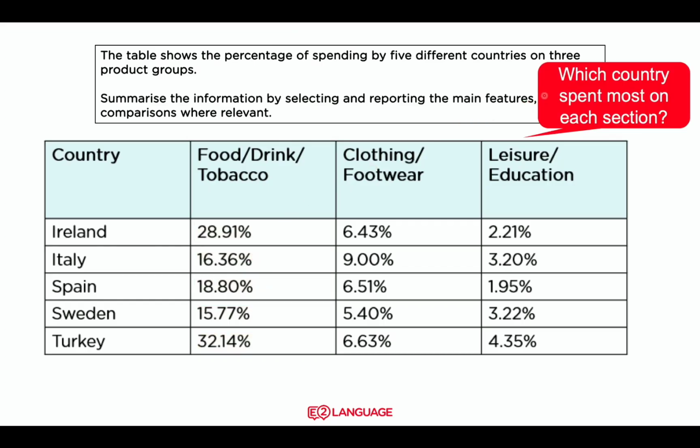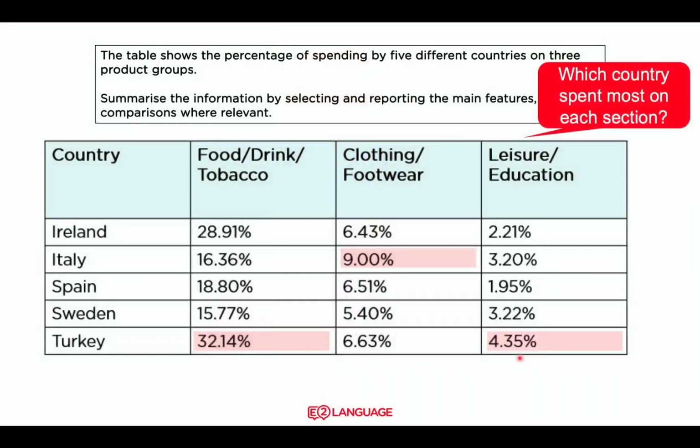What about in terms of each country? Which country spent the most on each section? So now I'm interested in this column, which country was number 1? In this column, which country was number 1? And you will see if you slow down, Turkey had the highest figures for food, drink and tobacco. Clothing and footwear, 9% was the highest amount, and that was from Italy. And Turkey also had the highest figures for the leisure and education sector. We don't really need to worry about who spent the least. That's not a significant factor, but these ones, the biggest amount spent, that is significant.